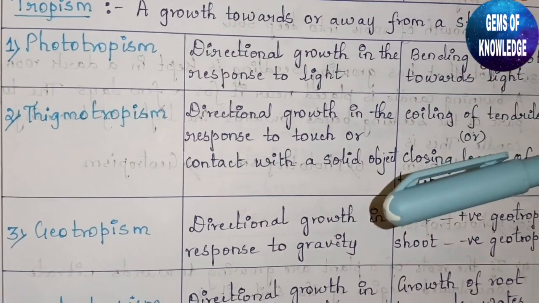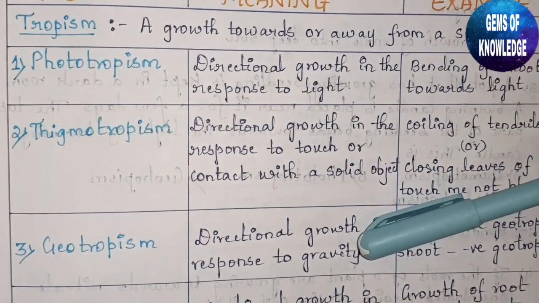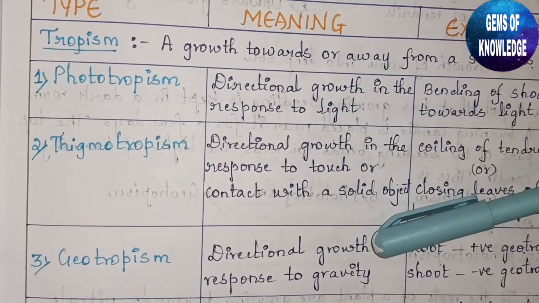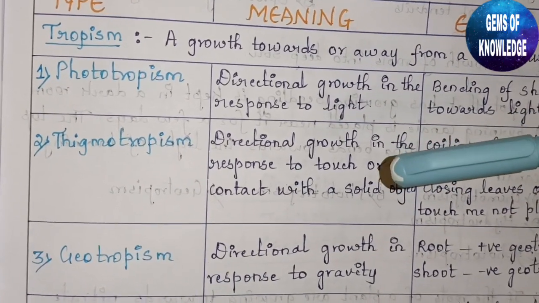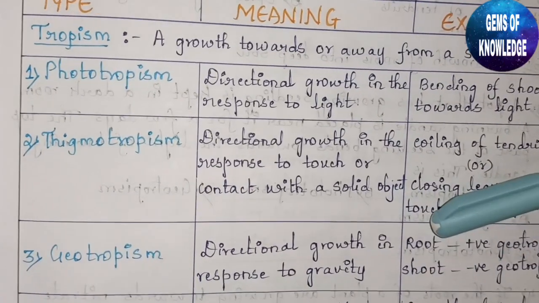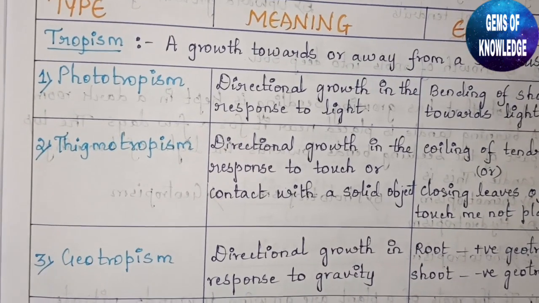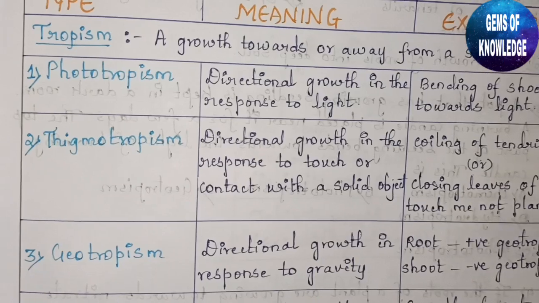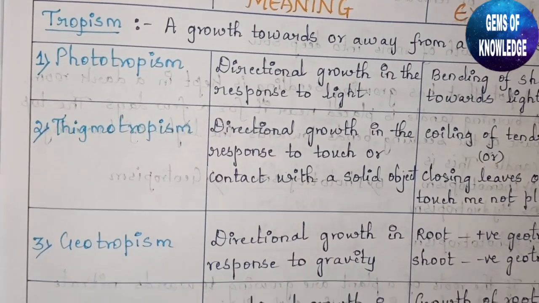Next comes geotropism. Geotropism is the directional growth in response to the earth's gravity. Whenever there is growth towards the gravitational pull, that is called geotropism; geo means earth. Tropism to the earth, tropism to gravity. The root shows positive geotropism because it is moving deep inside the earth. The shoot, the upper part, shows negative geotropism because it is moving in the opposite direction.